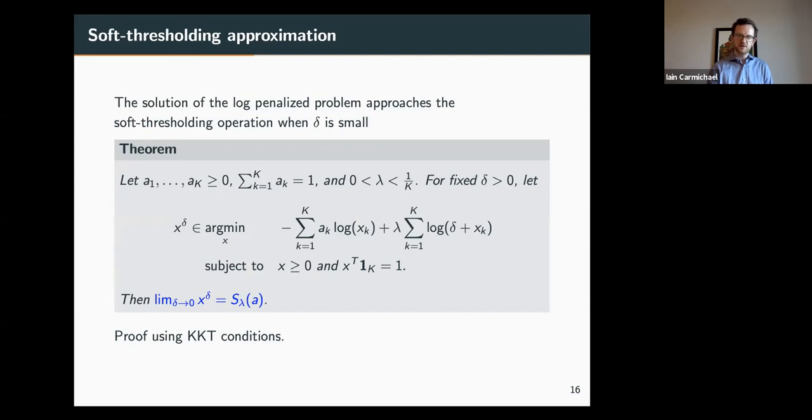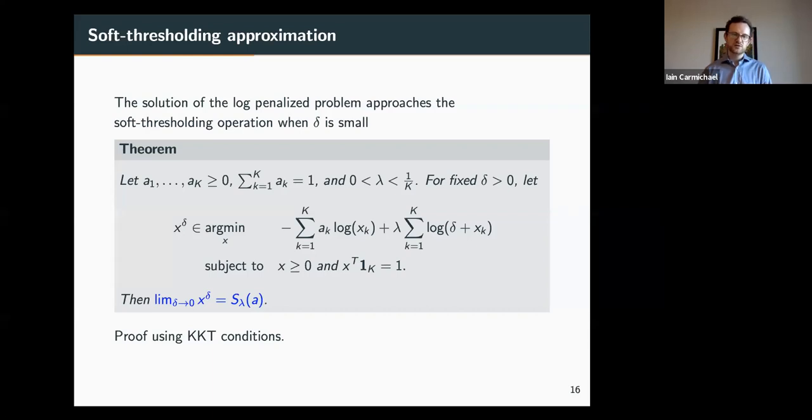Let's consider the optimization problem that's written there, and that's the same optimization problem that comes from the M step. For a fixed value of delta, let x delta be a global minimizer of this problem. And I use the set-membership notation because this is a non-convex problem and it's possible we have more than one. But let x delta be any global minimizer for a fixed delta. It turns out that if you send delta to 0, x delta converges to the soft thresholding operation.